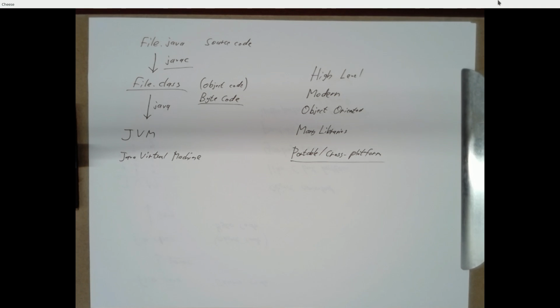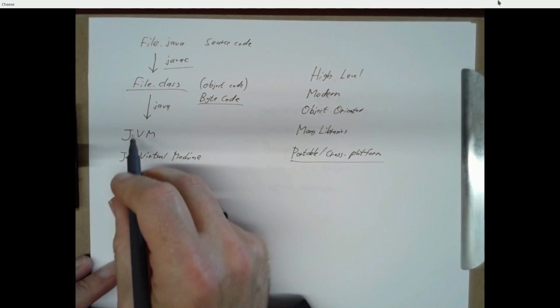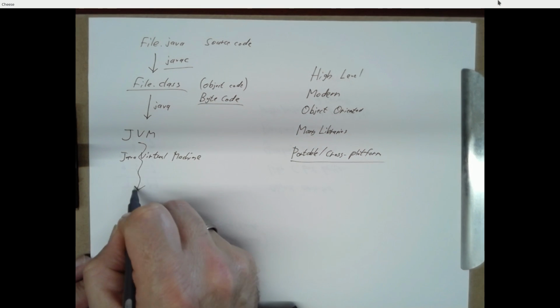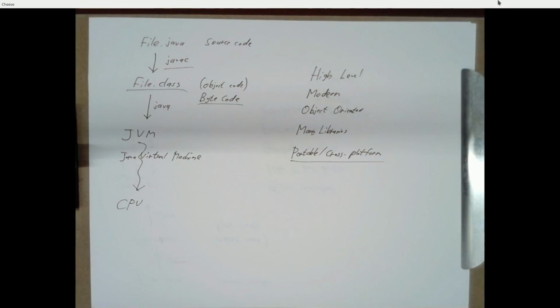But what this means is that as long as this laptop has a JVM program on it, I can run my Java code. And if my phone has a JVM on it, I can run my Java code on my phone. And if my PIC processor has a JVM on it, I can run my Java code on a PIC processor. That's where the portability comes in, because you're compiling down to this bytecode which runs on a JVM, and this JVM is actually a program running on whatever your native CPU is.